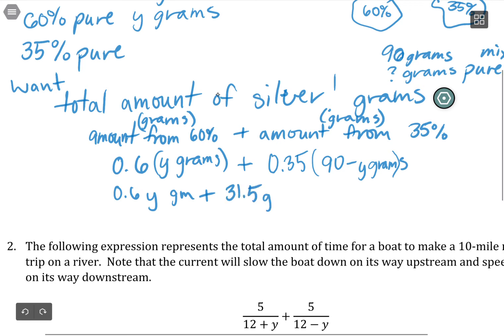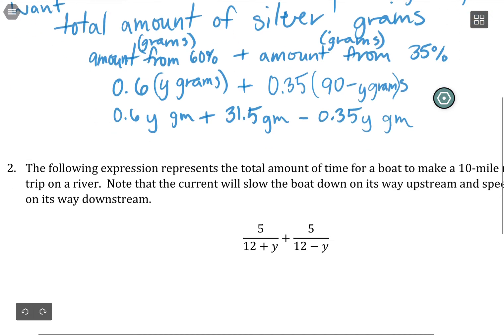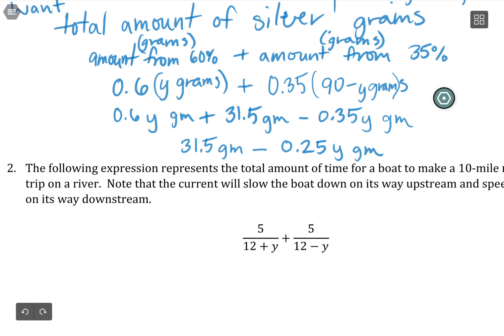31.5 grams minus 0.35 Y grams. So when I put this all together, I can combine a little bit. I have 31.5 grams minus 0.25 Y grams. And you could just write grams at the end. That's all units attached to all of it.